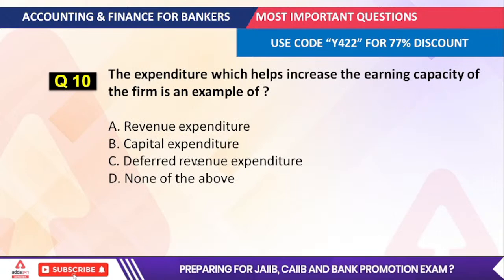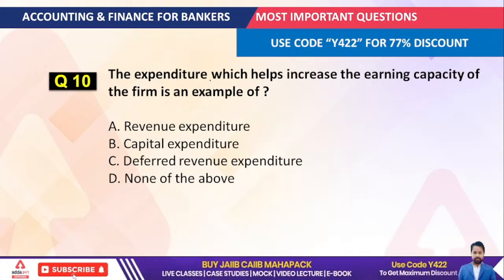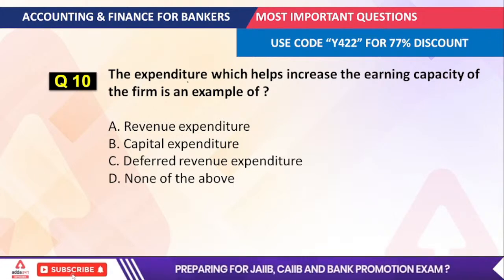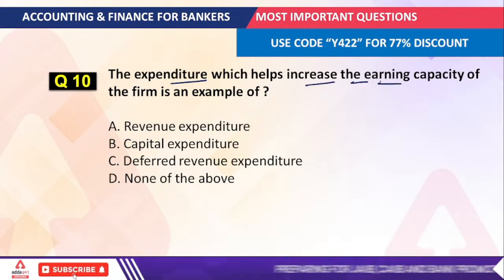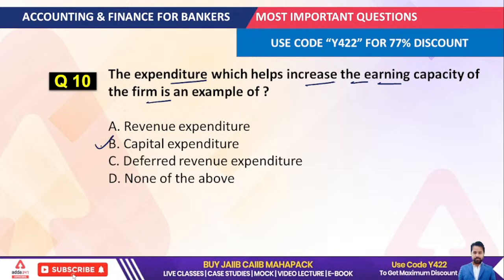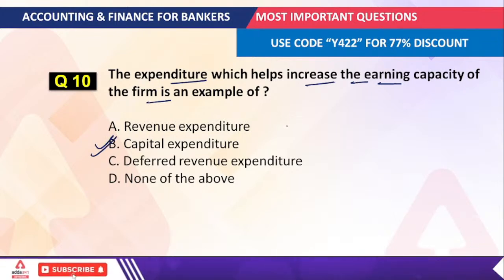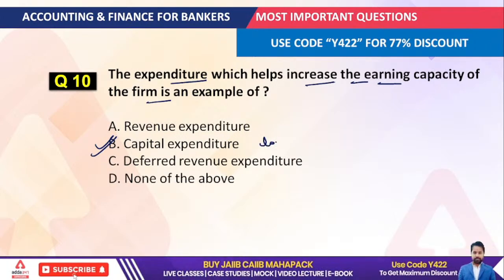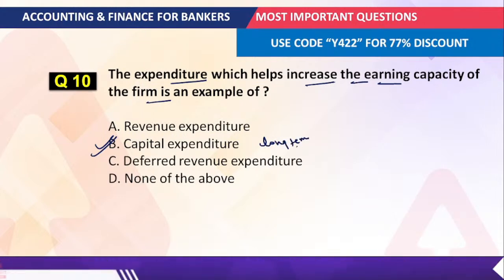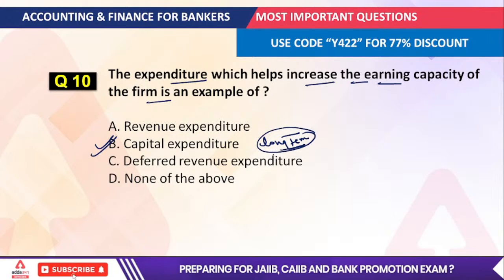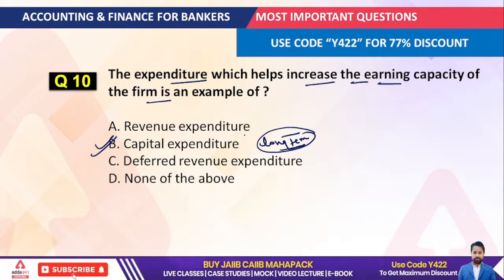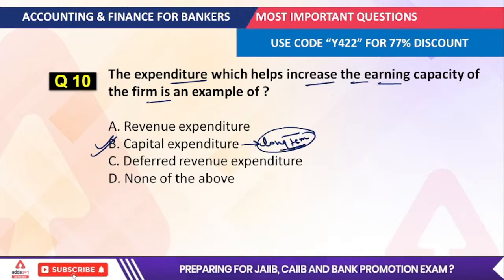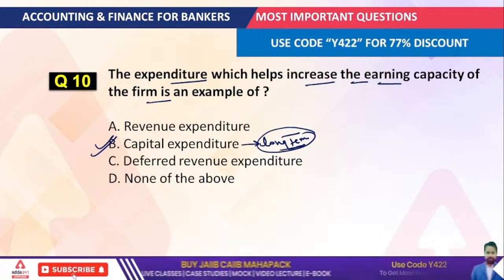Okay, next question. The expenditure which helps increase the earning capacity of the firm is an example of what? Whenever we talk about expenditure that helps increase the earning capacity of the firm, that is considered a capital expenditure. Whenever you incur expenses for the company from a long-term perspective, that is known as capital expenditure. So the expenditure that helps increase the earning capacity of the firm is an example of a long-term purpose.